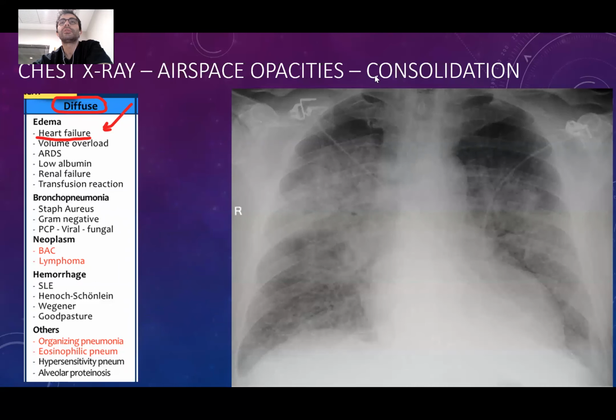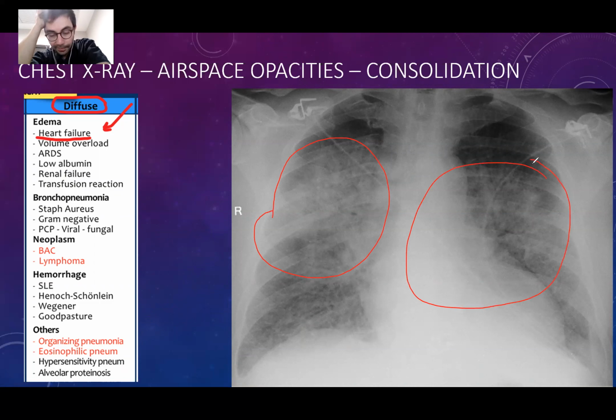So, when it comes to diffuse consolidation on both sides, you should always consider heart failure. Why should we always consider heart failure? It's actually a very easy question. The reason is because 50% of us are going to die from heart disease. It is very common. This is something you will very commonly see.